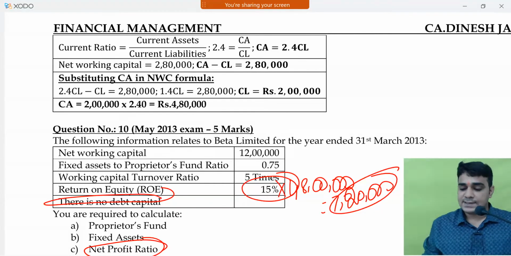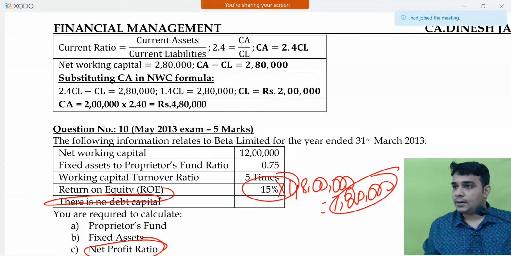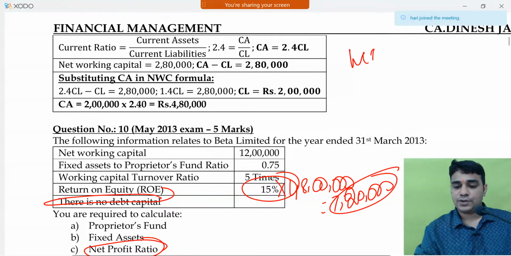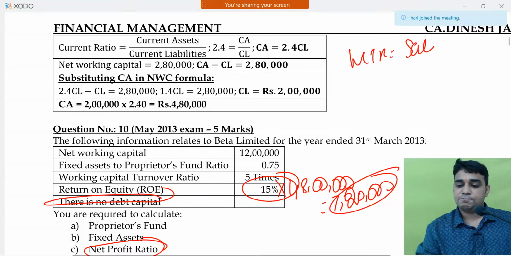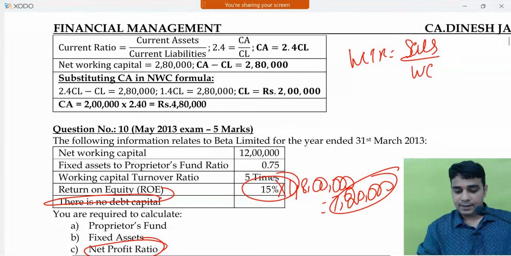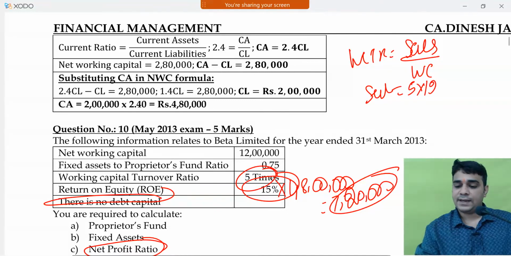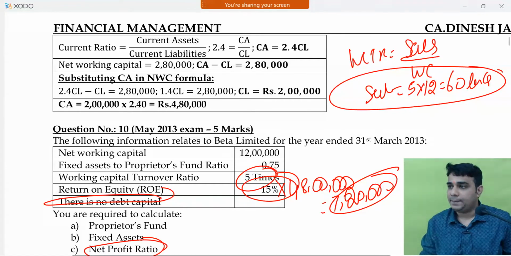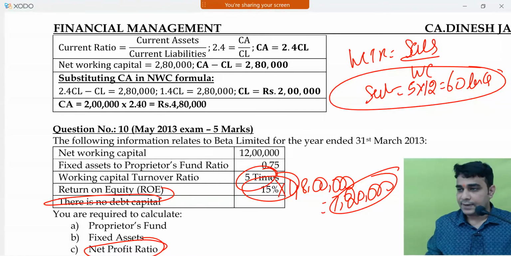How can you calculate sales? This you should be able to easily tell. Which formula you will use? Working capital turnover ratio is equal to sales by working capital. This is 5 times. So sales is equal to 5 times of working capital, which is 60 lakh. And net profit ratio is 7 lakh 20 by 60 lakh, which is 12%.